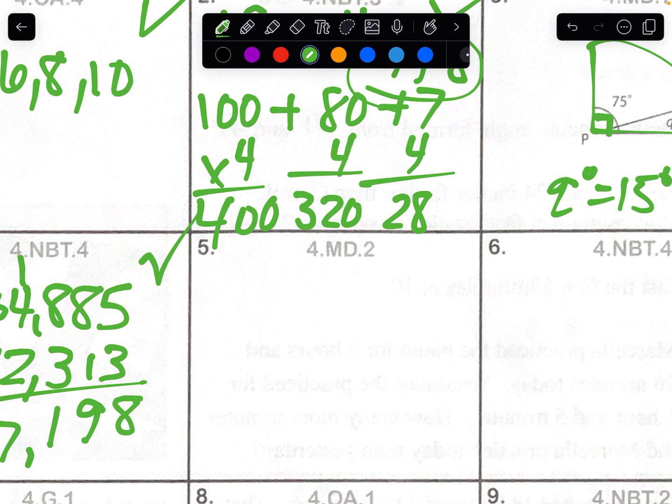All right, number 5. It took Junior 46 minutes to mow his front yard. It took him 1 hour and 17 minutes to mow the backyard. How many more minutes did it take Junior to mow the backyard than the front yard?